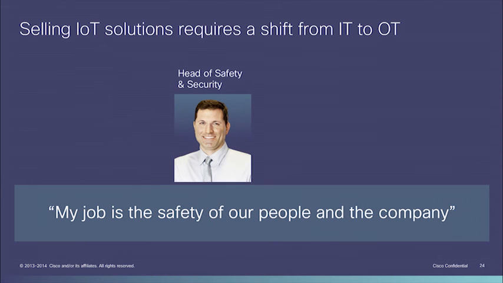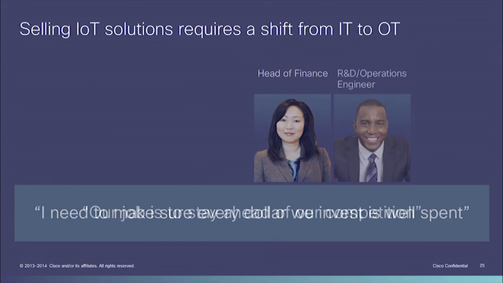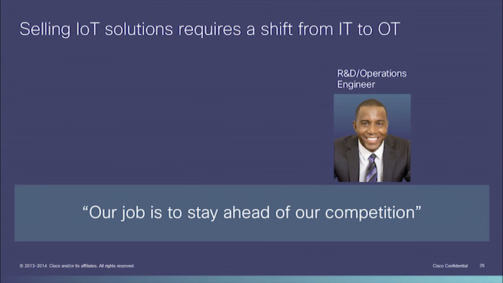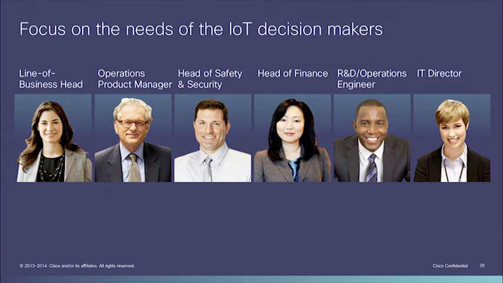The head of safety and security strives to keep workers safe and company data secure. The head of finance cares about improving the bottom line by reducing costs and increasing revenue. The R&D operations manager wants to create and improve products quickly to stay ahead of the competition. And the IT director cares most about improving client experiences and optimizing the delivery channel. By focusing on the needs of the IoT decision makers, you can tap into the areas of the business that offer the most IoT selling potential.